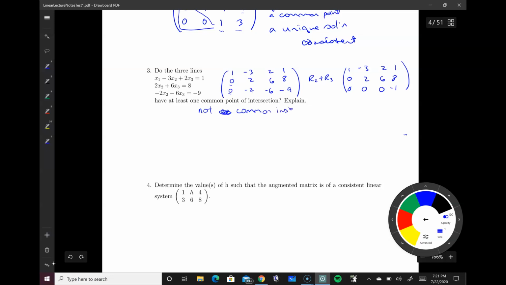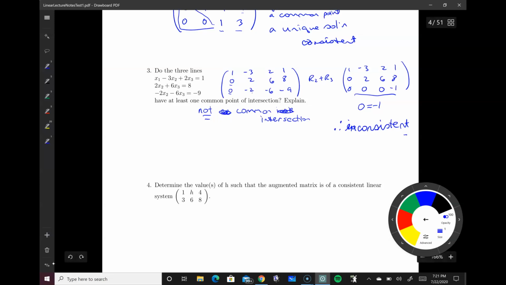How come? What do I see? Intersection. I see that this last row right here says that 0 equals negative 1. This tells me that the system is inconsistent. So there is no common point of intersection.